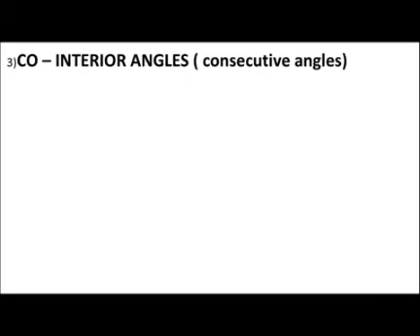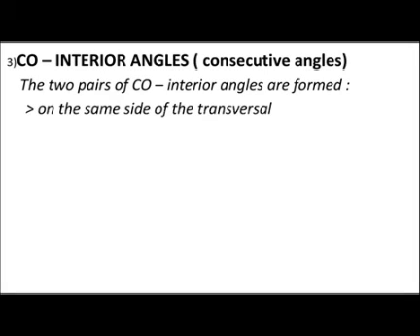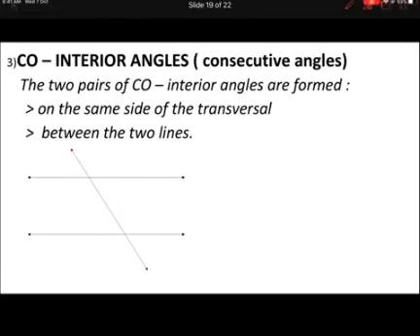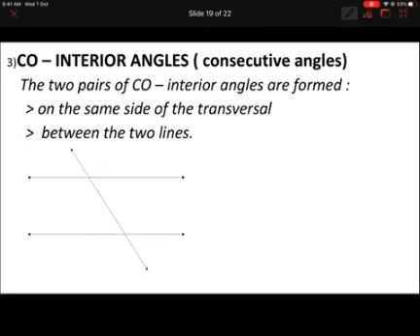Co-interior angles or consecutive angles, children. Let me define what they are. Two pairs of co-interior angles are formed on the same side of the transversal and within the two lines. Okay. Let me explain to you. They are on the same side and within.